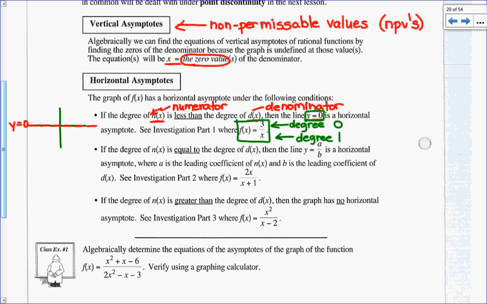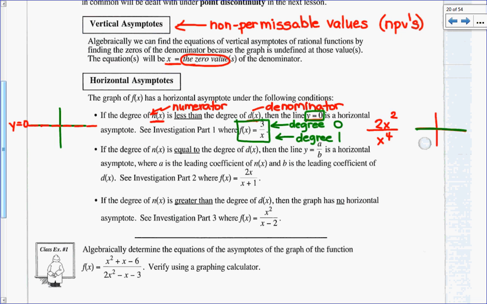degree than your denominator. Another example of that would be like 2x squared over x to the 4th. In this one, your numerator, the degree is 2, your denominator, the degree is 4. So again, your horizontal asymptote would be this line here. That's the line that this graph would approach, get close to, but never actually meet.